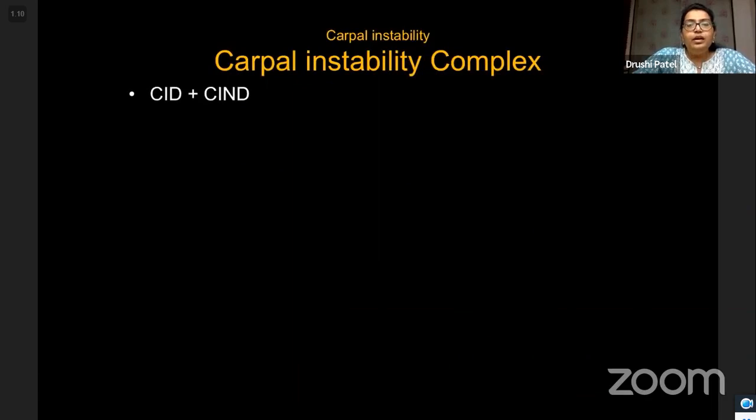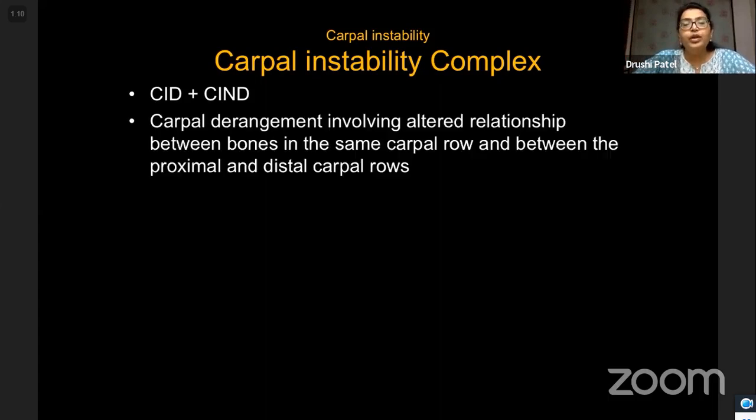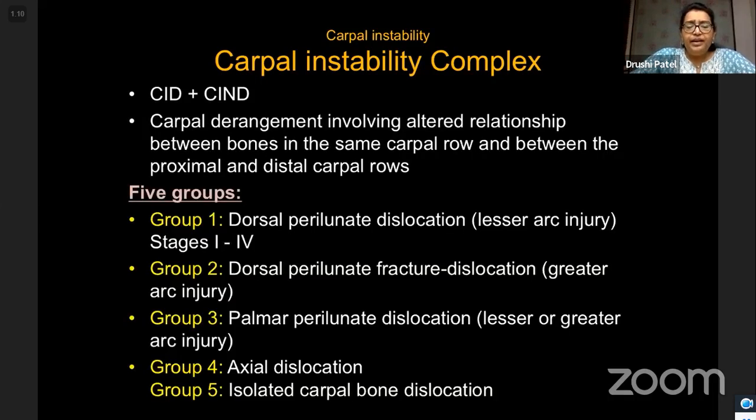Now, the third type is carpal instability complex. This is probably the most important. Probably this is the one which you are asked about in exams. Here the injury is between the carpal bones of the same row, as well as derangements in between the rows, that is distal radius versus proximal carpal, or proximal carpal versus distal carpal row. So there are multiple types.